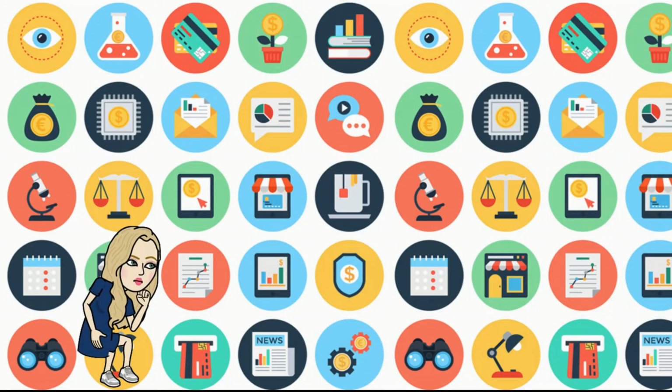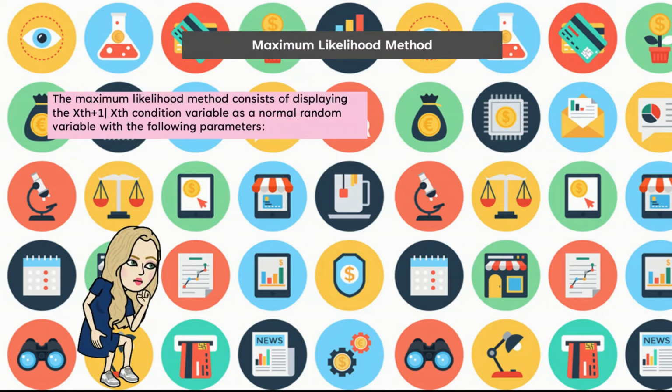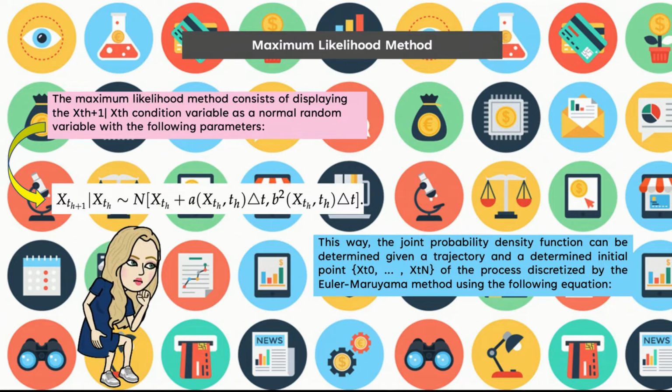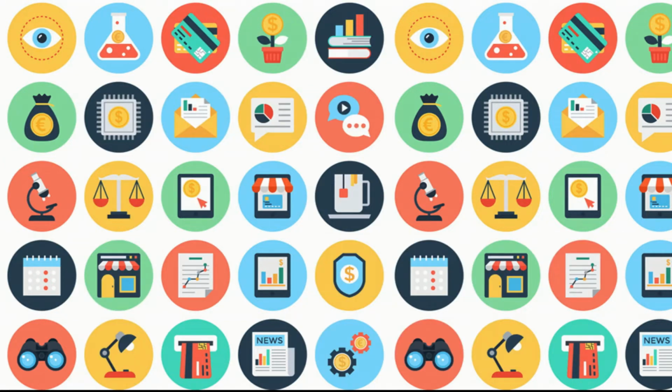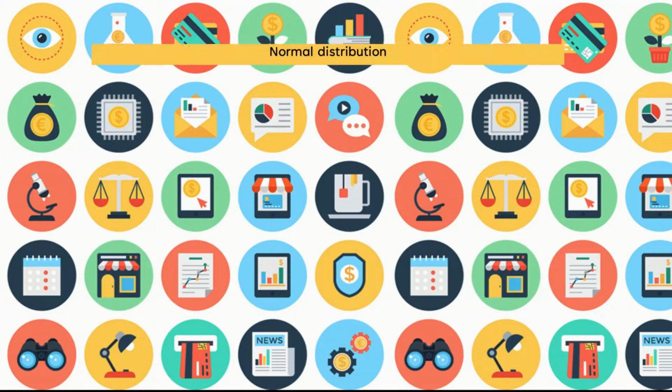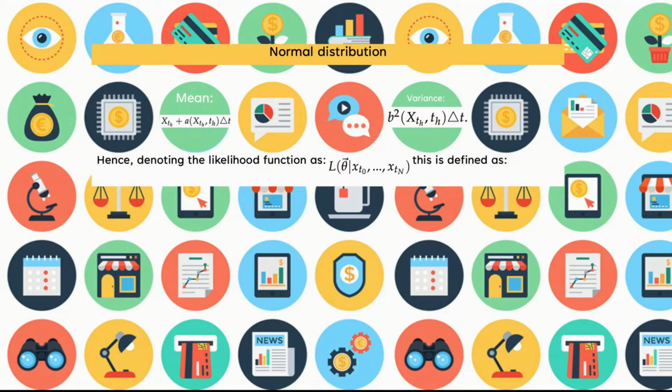Compared to the least squares method, the maximum likelihood method consists of modeling the conditional variable as a normal random variable with the following parameters. This way, the joint probability density function can be determined given a trajectory and a determined initial point of the process discretized by the Euler-Maruyama method using the following equation, where the conditional density function consists of the density function of a normal distribution with this mean and this variance, hence denoting the likelihood function as the one that we can see on the screen.